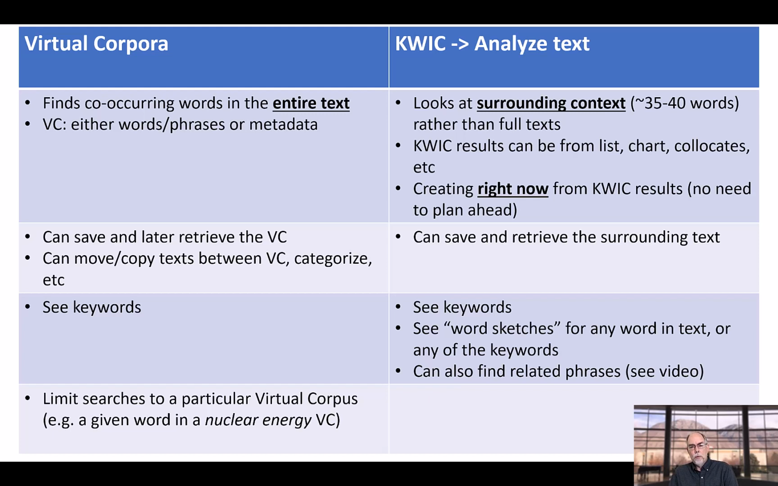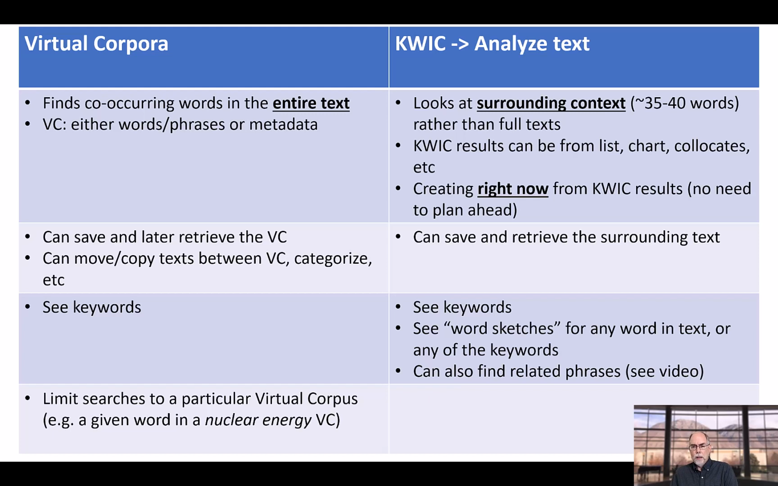When we take the results from the keyword in context or KWIC or concordance display and analyze the text, there's some differences. First, and perhaps most importantly, here we're looking just at the surrounding context, maybe 35 to 40 words rather than full text as with virtual corpora. The keyword in context results can be from a list search, chart search, collocates, and so on.